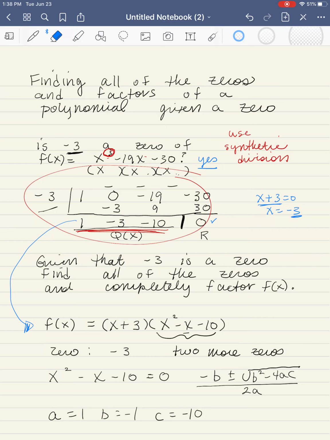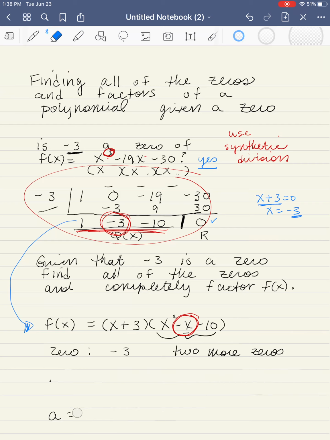Ah, I see where I made my error. We do not have to use the quadratic formula. I just figured out my error. Notice right here, I have -3. And when I wrote my quotient, I put -1. That's where I made my error. So hopefully you figured that out before you did the quadratic formula. But if you did do the quadratic formula, that was good practice. And I do apologize for that error.